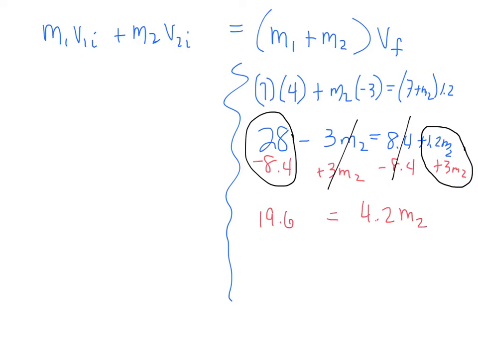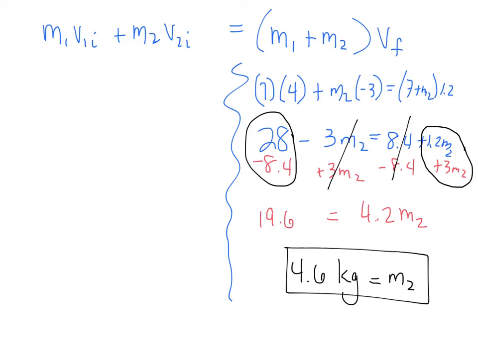So simply solve for M2. That's all you're doing. And then divide by 4.2. Okay? And you get 4 and change, I'm sure, right? 4.6. And our units for mass? Kilograms. All right. Numerically, great.